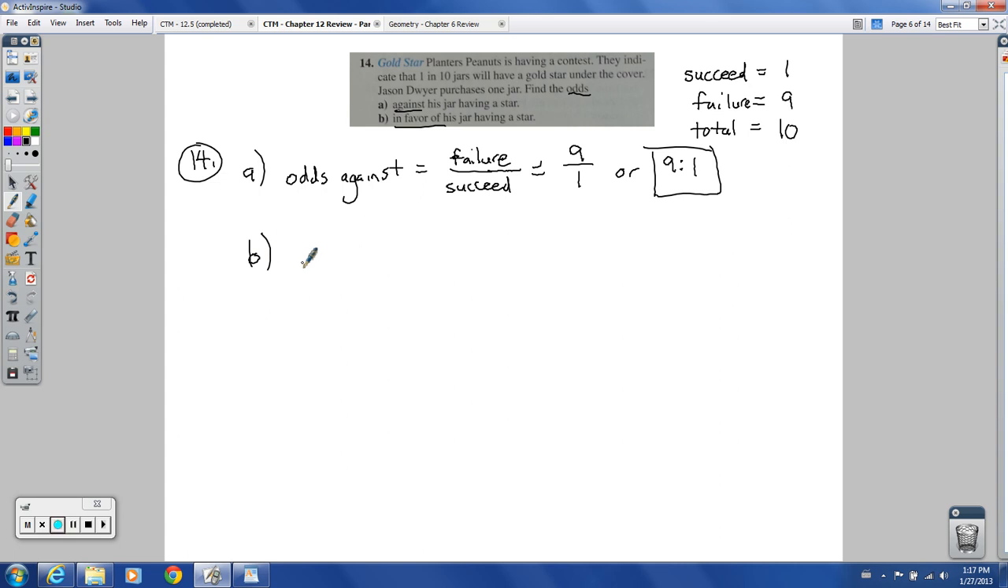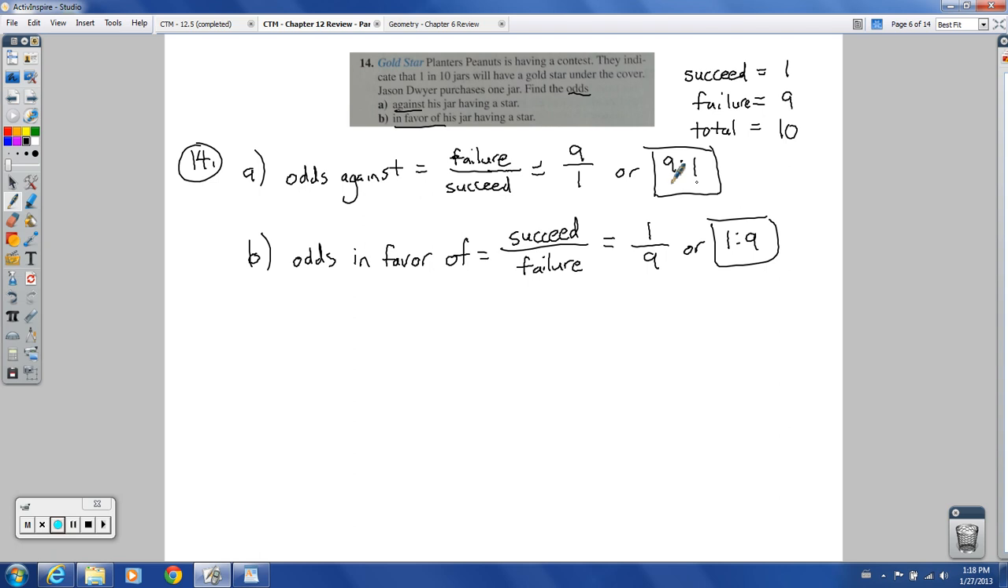And then odds in favor of is just that flipped around. Success goes on the top. That's a good thing. That's what you want to happen if you're talking odds in favor of. What you wanted to happen with odds against was failure. So odds in favor of becomes success, which is what you want, over failure, which is what you don't want. So this would become 1 over 9 or 1 to 9. So it's just this flip-flopped around.